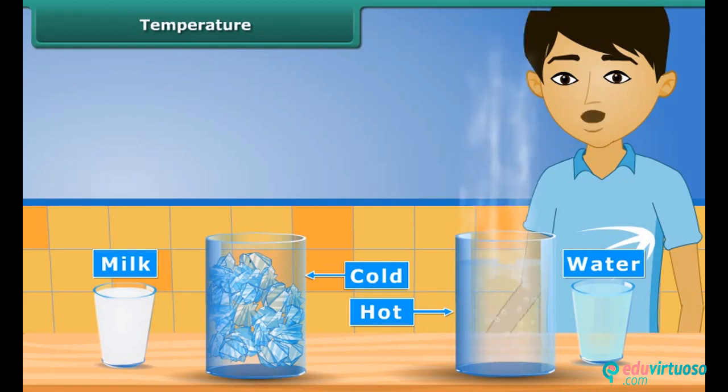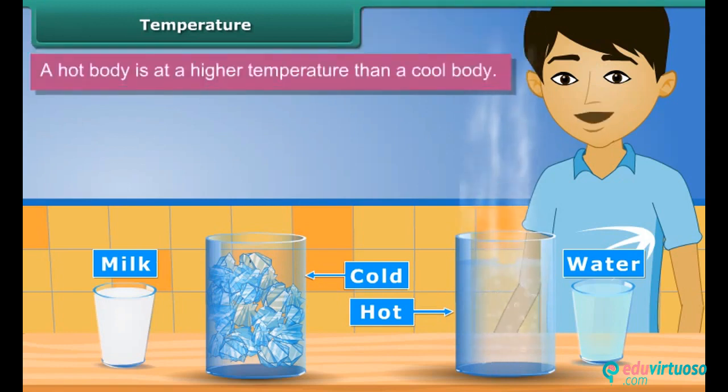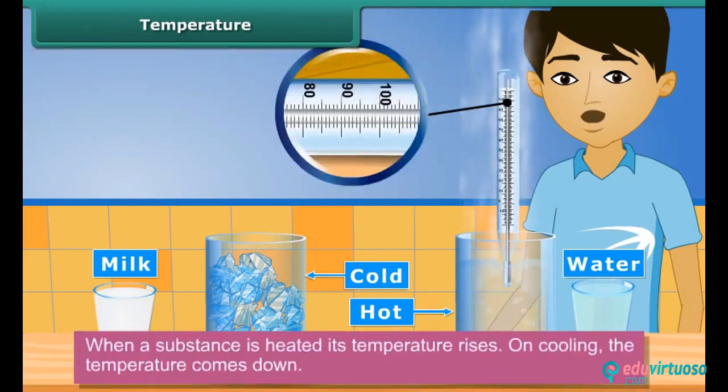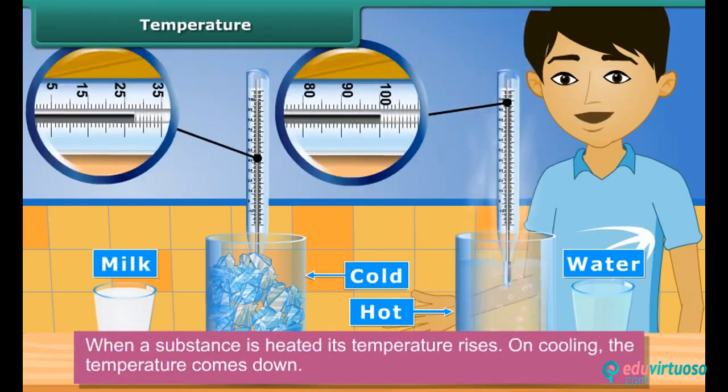Obviously, for this we need a measure to know about coldness and hotness of a body. A hot body is at a higher temperature than a cool body. When a substance is heated, its temperature rises. On cooling, the temperature comes down. Degree of hotness or coldness in a body is described as its temperature.